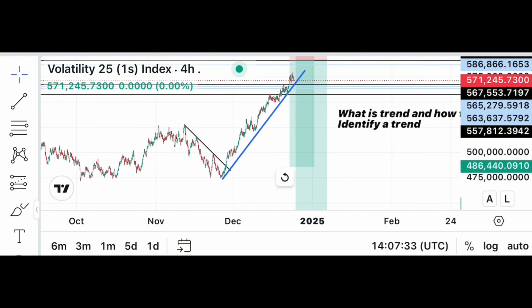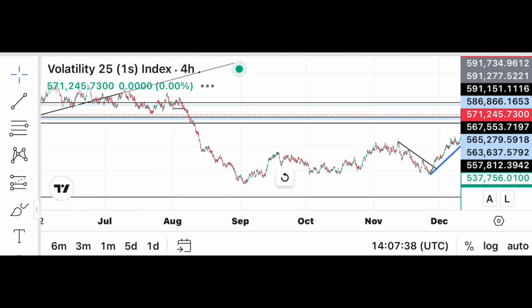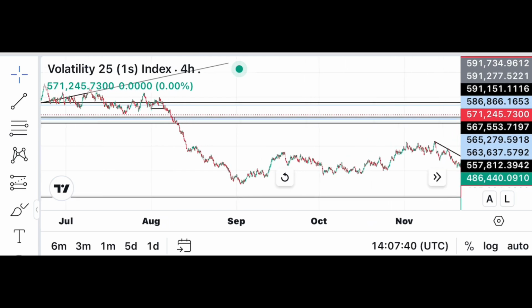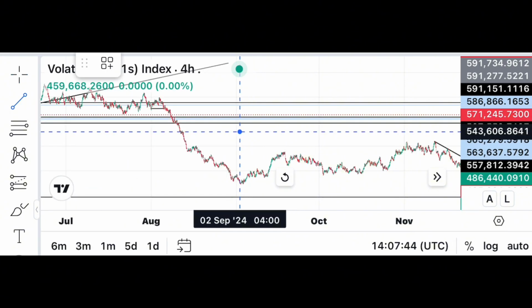We also have the downward trend, which you'll see going down, going bearish. We call it the bearish. So we have the bullish trend and the bearish trend, which we call this the bearish trend.